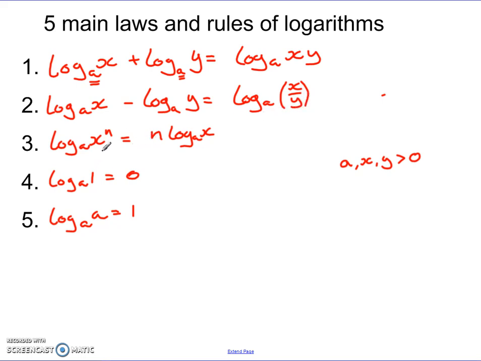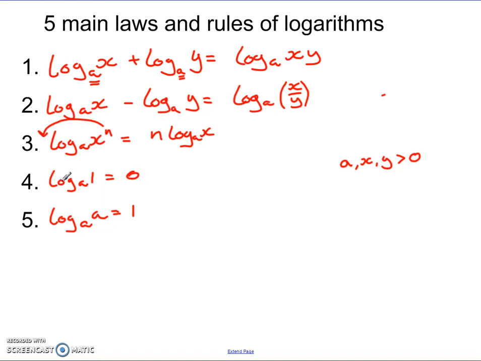Third key rule we have to be able to work with: log to the base a of x to a power. So let's say log to the base a of x to the power n. What we're able to do is bring the power down to the front of the logarithm and write it as n times log to the base a of x. So we're able to jump that power down in front of the logarithm and just make it a coefficient.